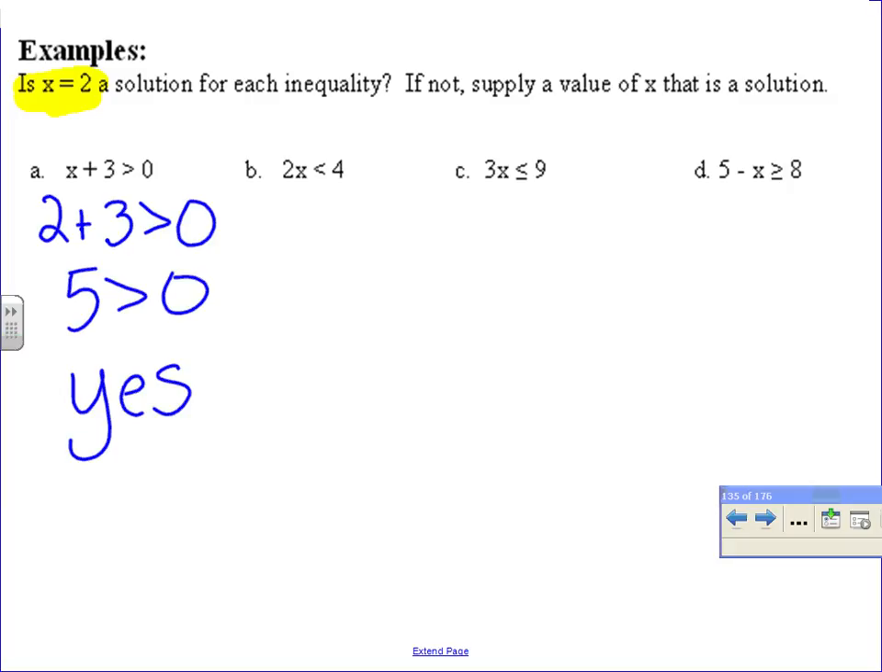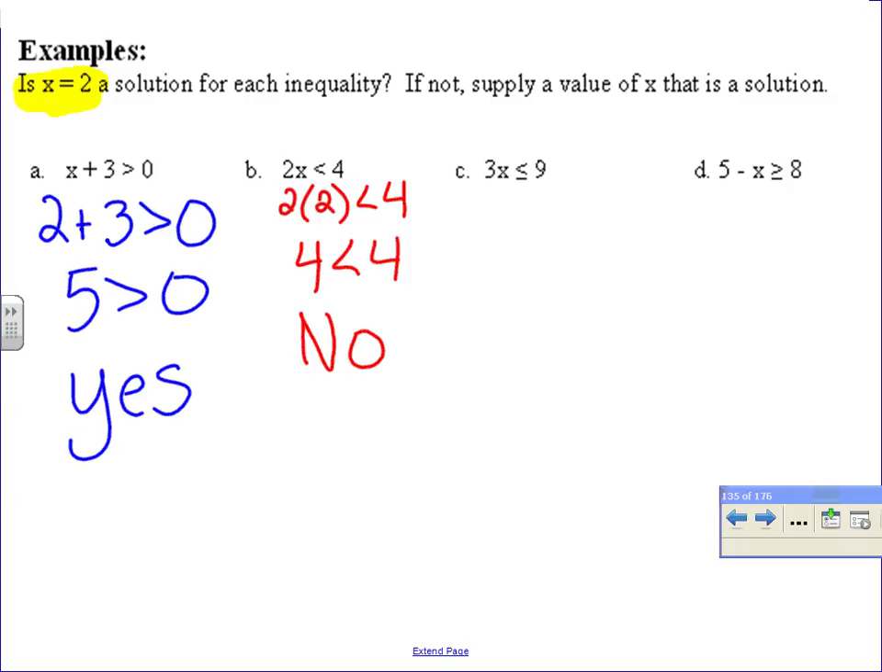Okay, let's go to B. We need to plug 2 in for x. Is 2 times 2 less than 4? In other words, is 4 less than 4? No. What could we add to this to make it true? What's one thing we could add to it? Zach?